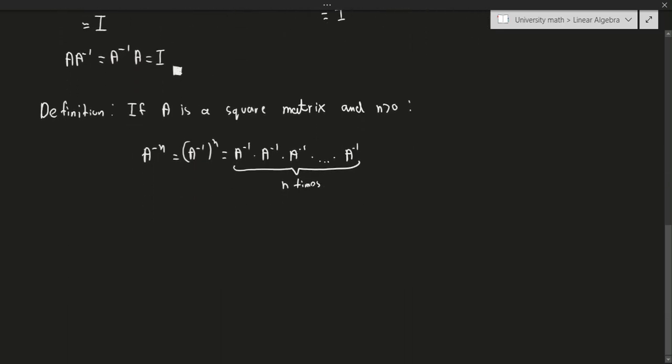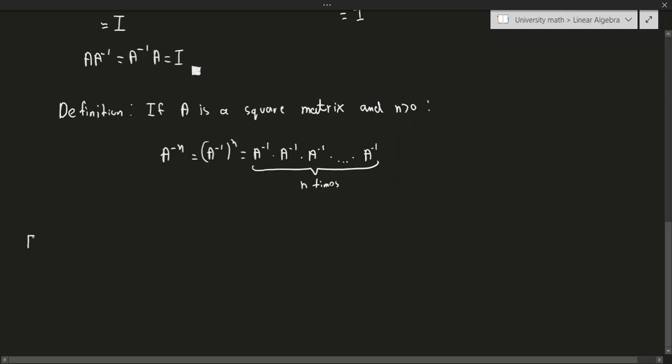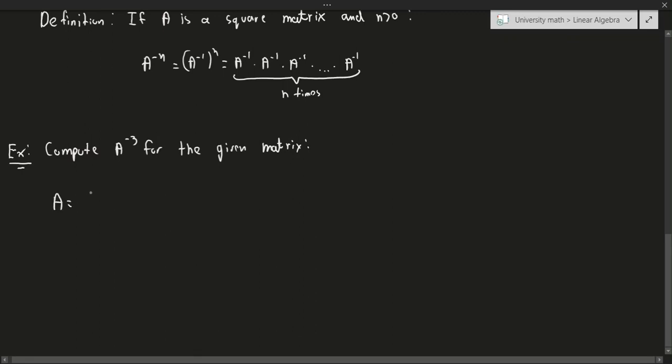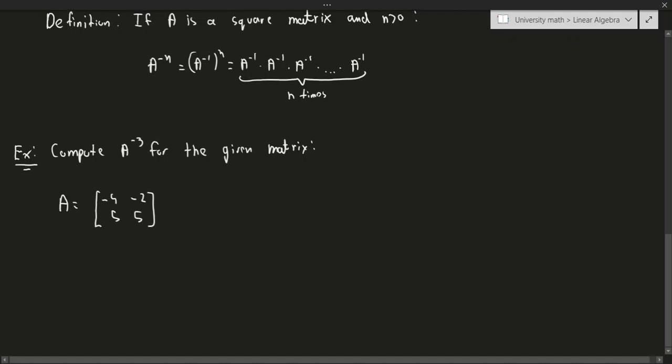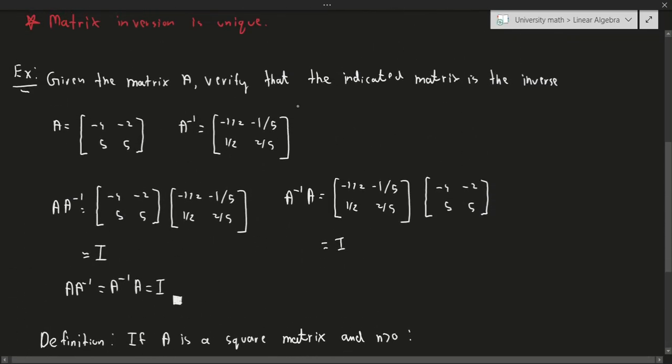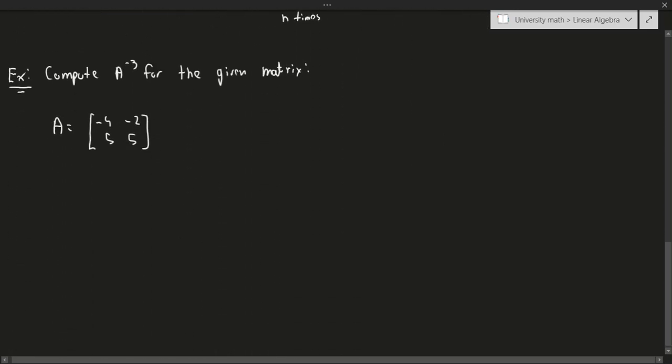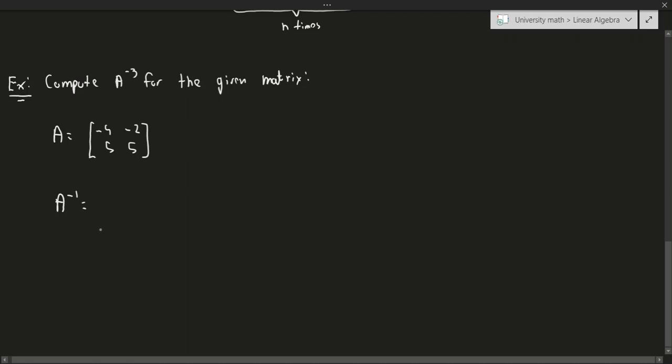Okay, so let's do a very quick example of this situation. Compute A to the minus 3 for the given matrix. Suppose I tell you that A is equal to minus 4, minus 2, 5, and 5. We don't know the inverse of this, but we did this in the last example, and we verified that this was the inverse. So the inverse is equal to minus 1 over 2, 1 over 2, minus 1 over 2, and 2 over 5.